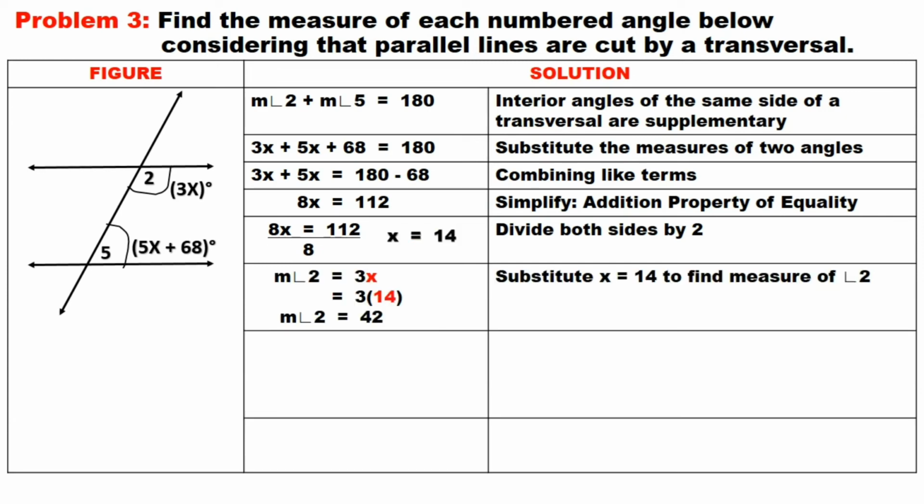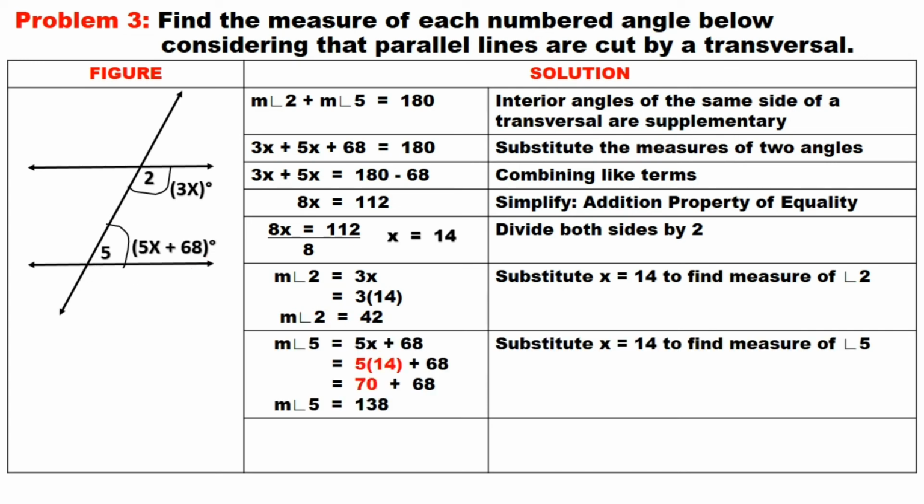Next, substitute 14 to the x of the measures of angle 2 and angle 5 to find their measures. So, measure of angle 2 equals 3x will become 3 times 14, which is equivalent to 42. So, therefore, the measure of angle 2 equals 42. Measure of angle 5 equals 5x plus 68. If we replace x by 14, we have 5 times 14 plus 68. 5 times 14 is 70 plus 68 is 138. The measure of angle 5 equals 138.